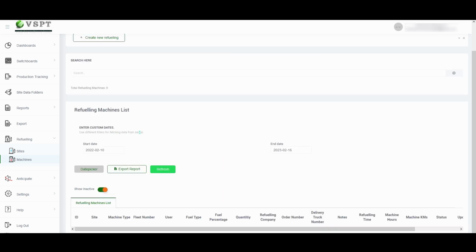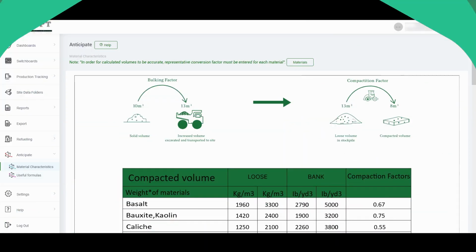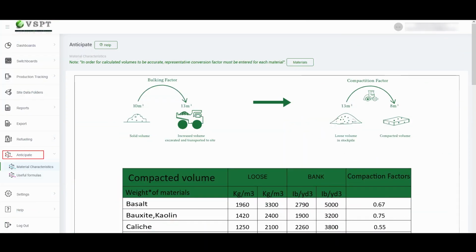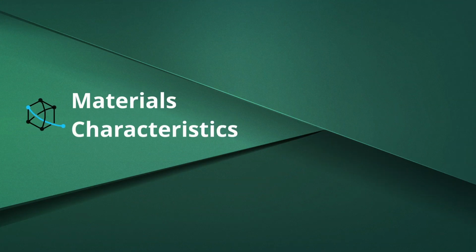As before, there is a shortcut to export the machine refueling data from here as well as the useful Date Picker tool as well. Anticipate. The Anticipate tab contains useful information regarding the ability to anticipate the volume of soil required to be transported to fulfill your contracts. Materials Characteristics.